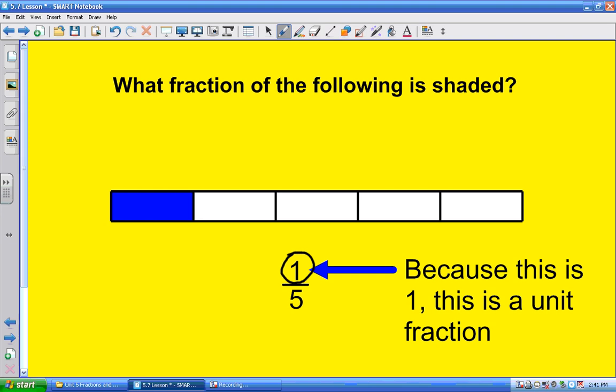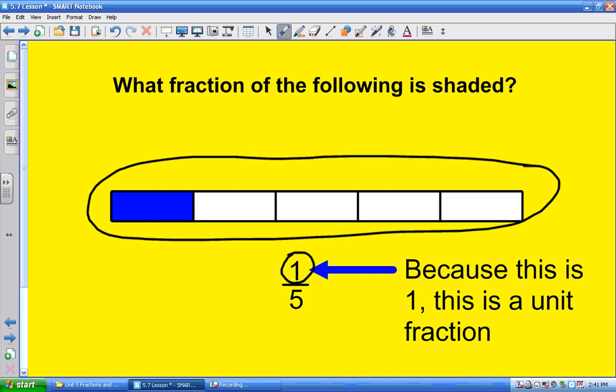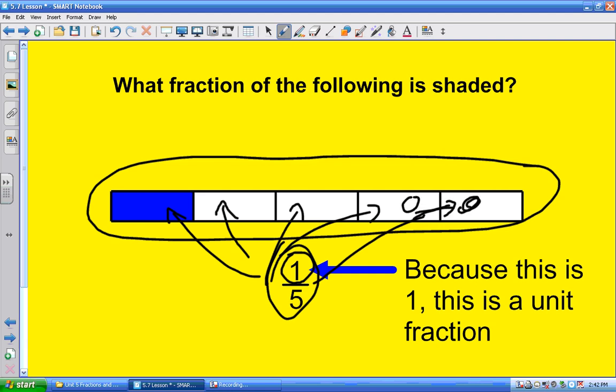Now, it's called a unit because the whole strip is 5, and it's made up of these units. Each one is a fifth, isn't it? So this is a fifth right here, this is a fifth, this is a fifth, this is a fifth, and this here is a fifth. So we call them units because this fraction strip is made up of fifths. What kind of fifth? 1/5. Okay?